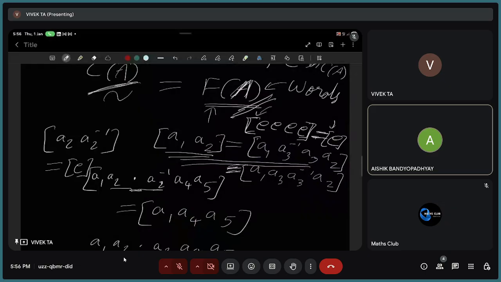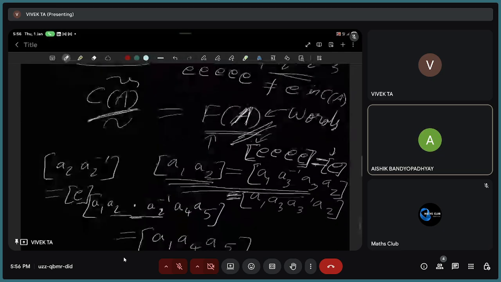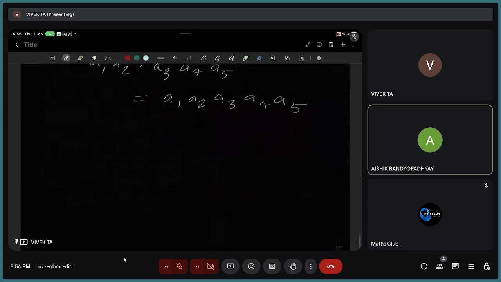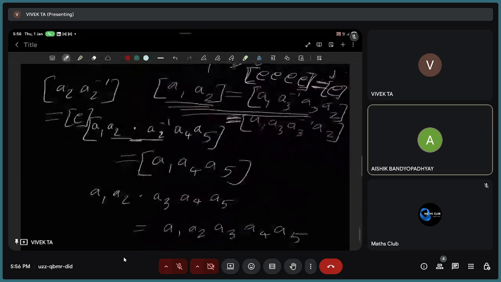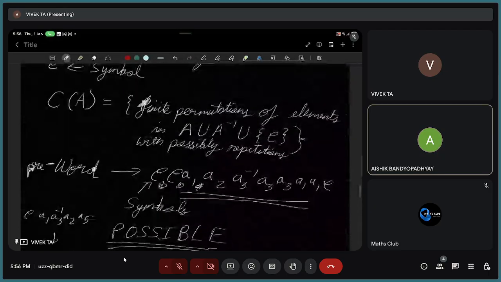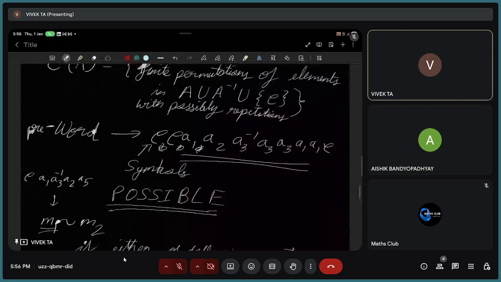Okay, and this definition of C of A, I think initially I was confused, but now I'm clear. Could you please just listen to my interpretation to check if I'm correct or not? Sure. I think C of A was defined as A union A inverse union E. I take all the symbols present in A, all the symbols present in A inverse, and E, and then I mix the ordering of the symbols. So the different orders are different elements in C of A. Exactly.